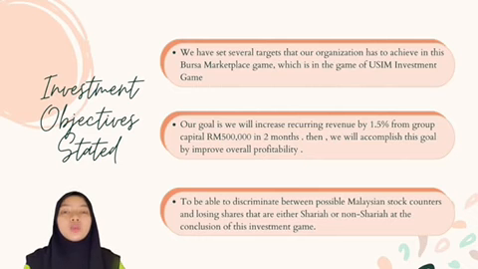So today I would like to present about the investment objective. We have set several targets that we have to achieve in this Bursa Marketplace game, which is the Usimin investment game. The key objective of our investment strategy is to make money from the investment. Our goal is to increase recurring revenue by 1.5% from group capital of 500,000 in 2 months, and we will accomplish this goal by improving overall profitability.